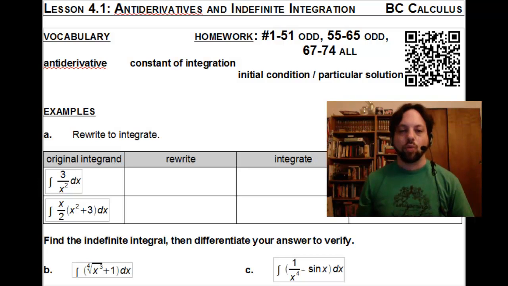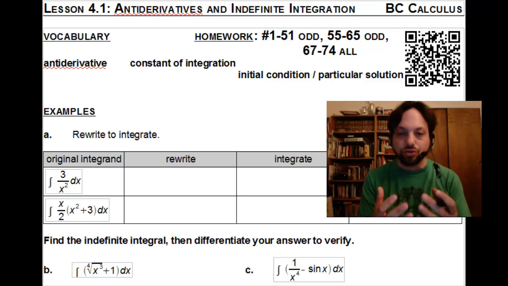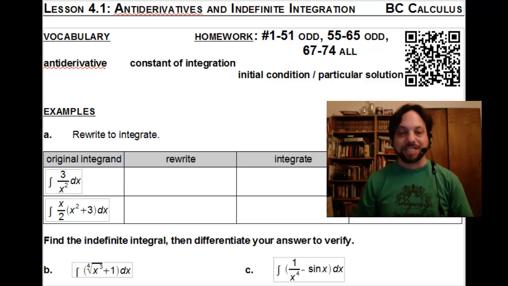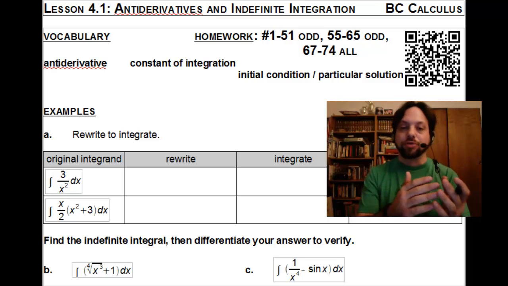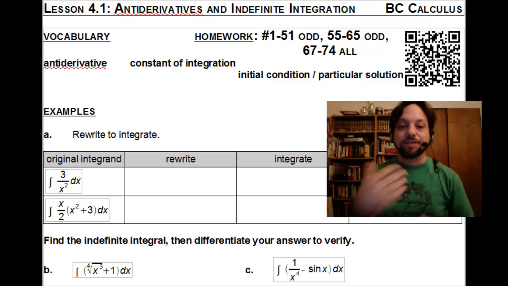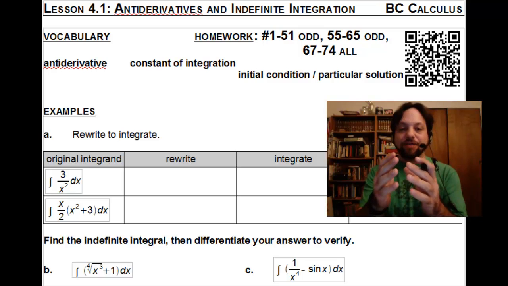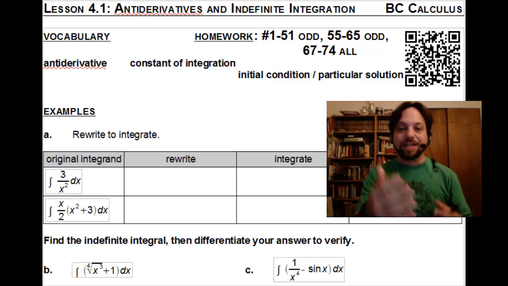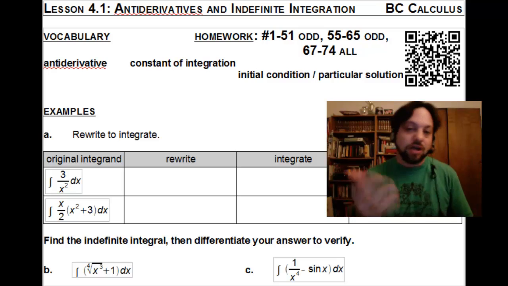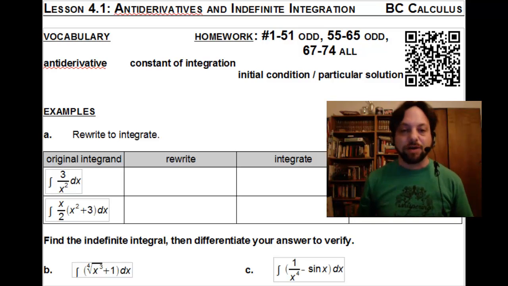In Lesson 4.1, Antiderivatives and Indefinite Integration, we're going to essentially learn to undo a differentiation process. Generally, in Chapter 3, we would have a function and differentiate in order to find the derivative. Here in Chapter 4, we're going to take that derivative and find its antiderivative, that is, the family of functions from which that derivative could have come.